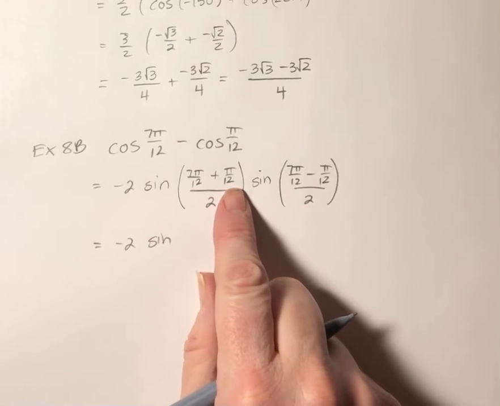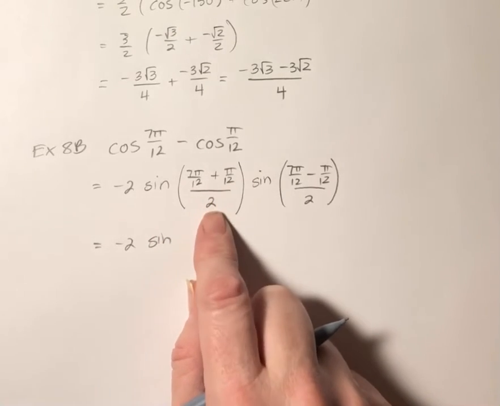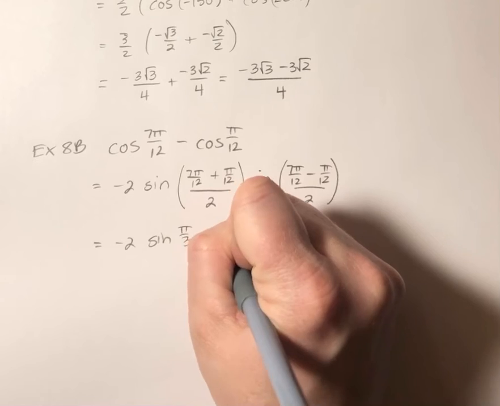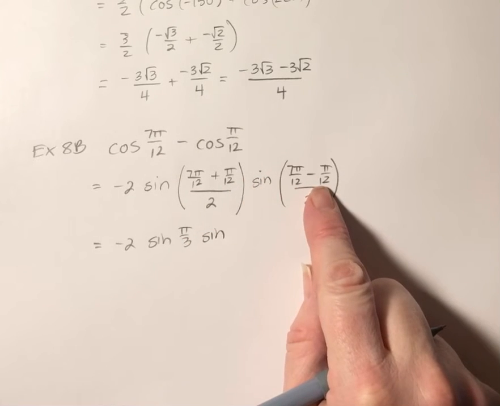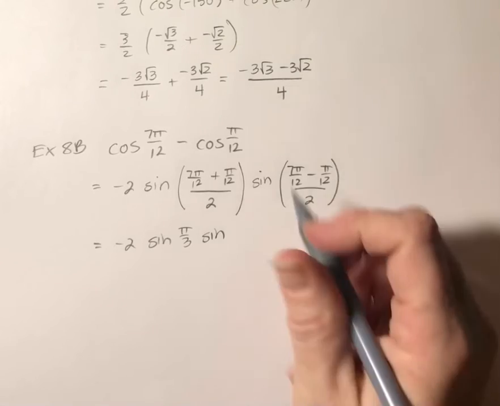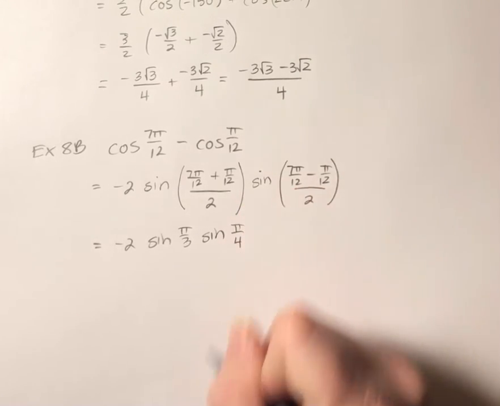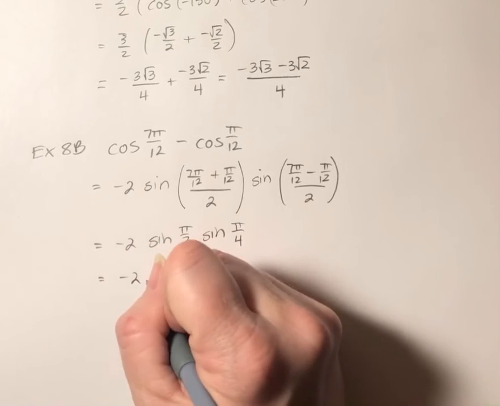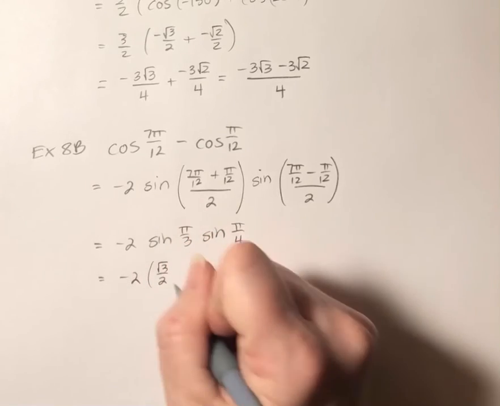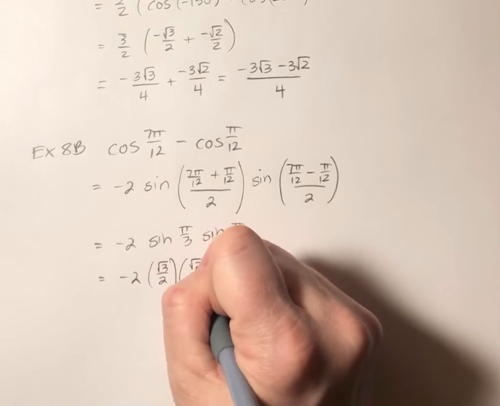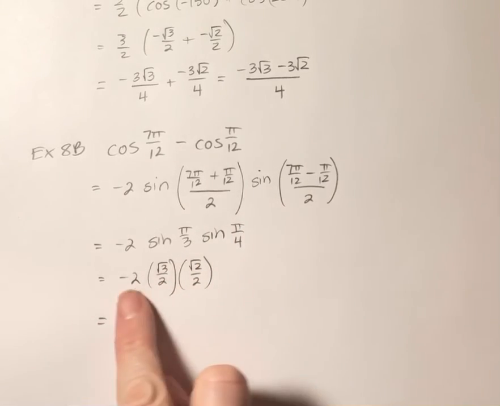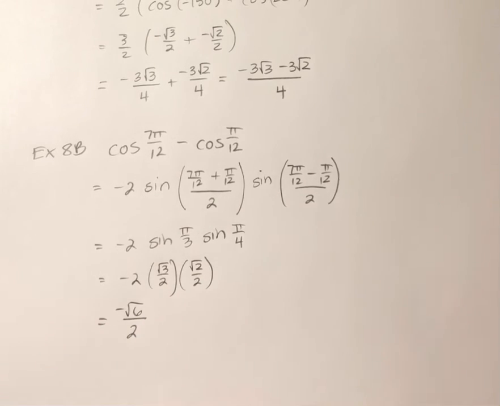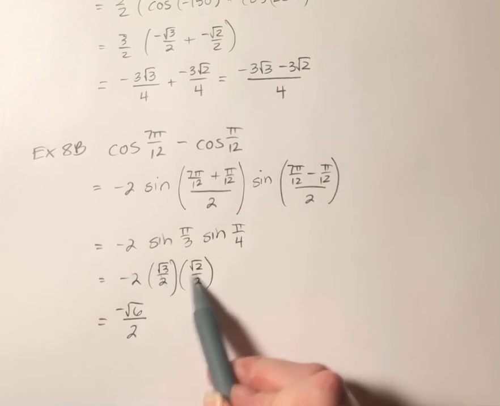So 7 pi 12ths and pi 12ths is 8 pi 12ths. Divided by 2 is 4 pi 12ths, which is pi thirds. And 7 pi 12ths minus pi 12ths is 6 pi 12ths. Divided by 2 is pi fourths. All right. Sine of pi thirds is square root of 3 over 2. Sine of pi fourths is square root of 2 over 2. Multiply all of that, and I get negative square root of 6 over 2. One of those 2's cancels, and then 3 times 2 is 6.